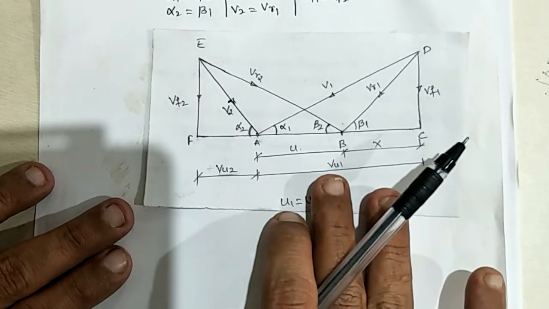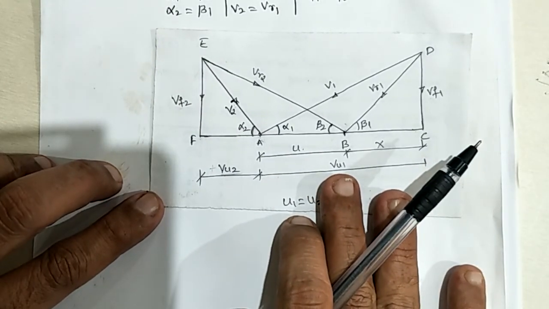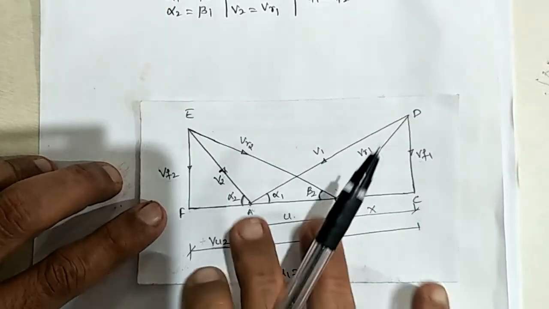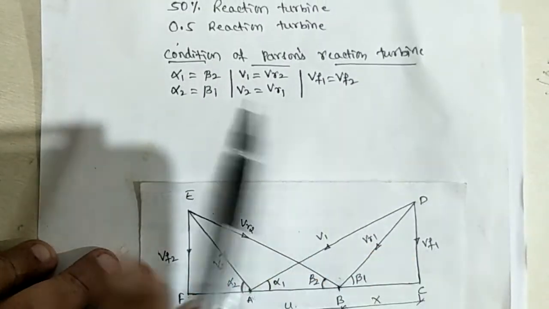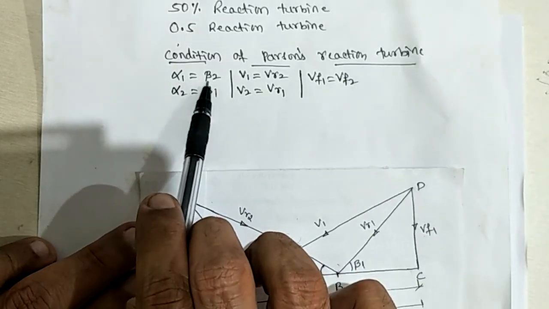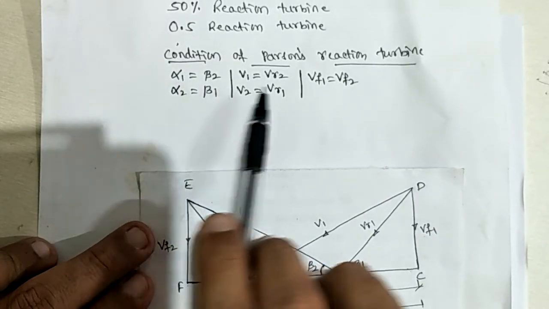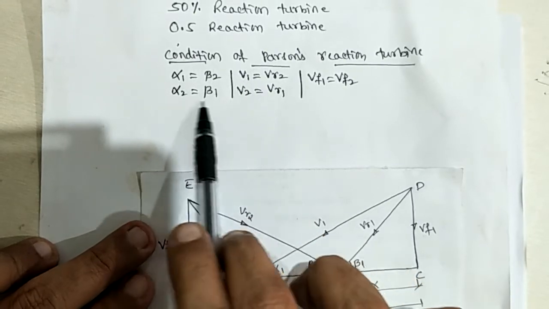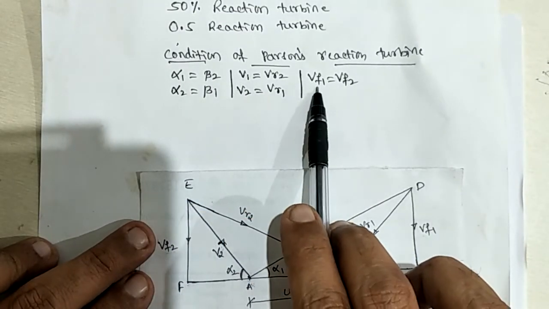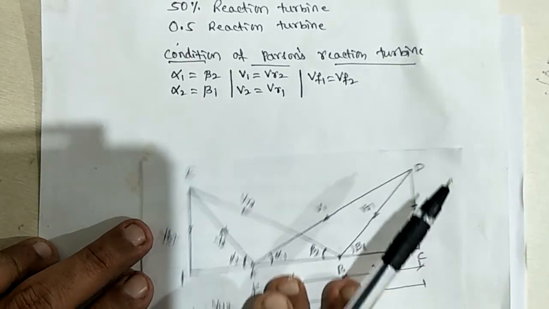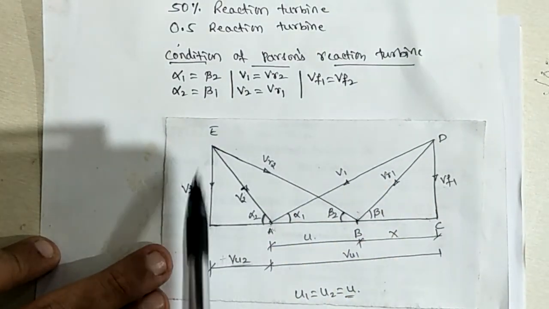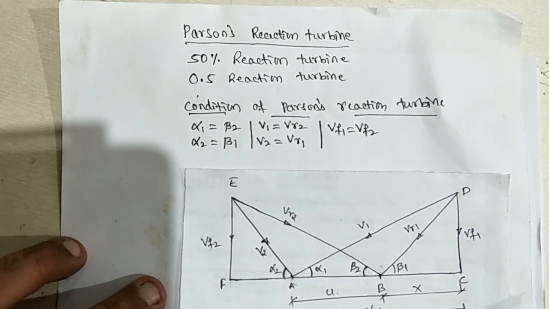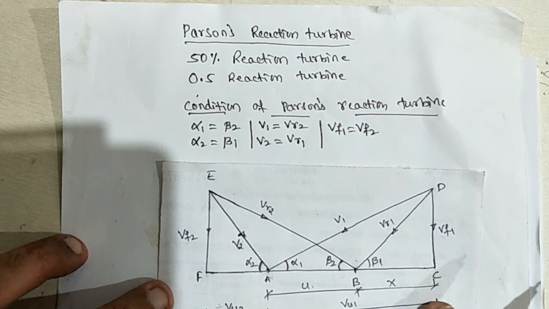So these are the certain conditions of a Parsons reaction turbine: alpha 1 is equal to beta 2, alpha 2 is equal to beta 1, V1 is equal to VR2, V2 is equal to VR1. If these conditions are implemented, then automatically Vf1 is equal to Vf2, which you will get on the velocity triangle. This is one of the important necessary conditions of a Parsons reaction turbine.